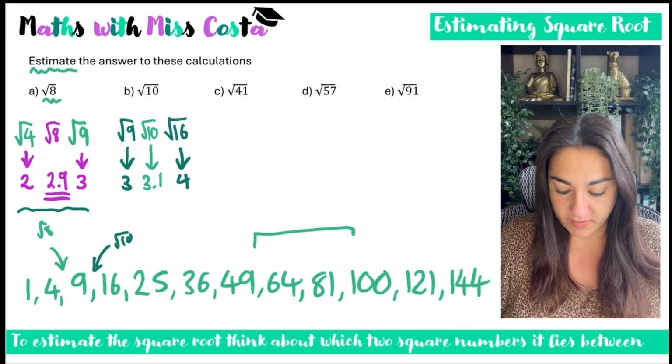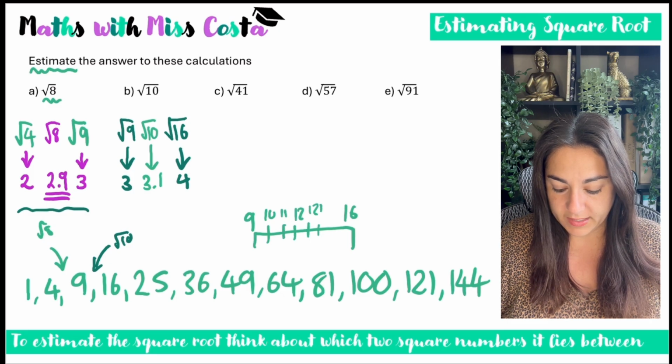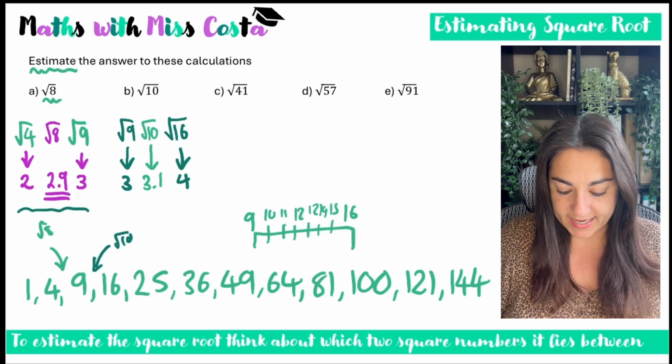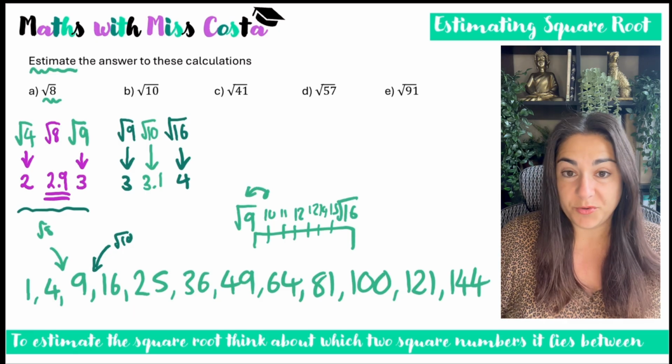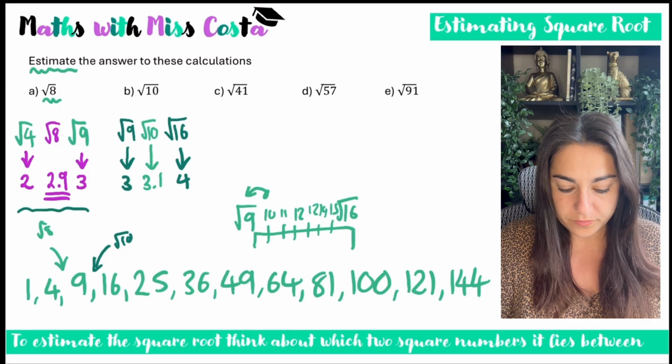Again, if you had a number line, 9 is here, 16 is there. You've got 10, 11, 12, 13, 14, 15. So 10 is way closer to 9, or the square root of 9 in this case, than it would be to 16. And that's why it would be 3.1.